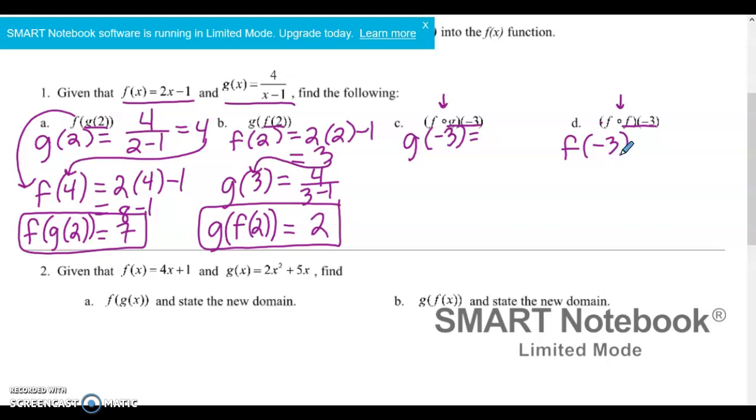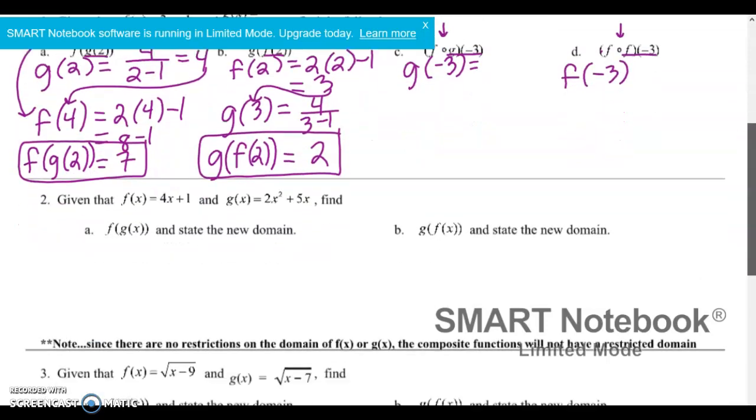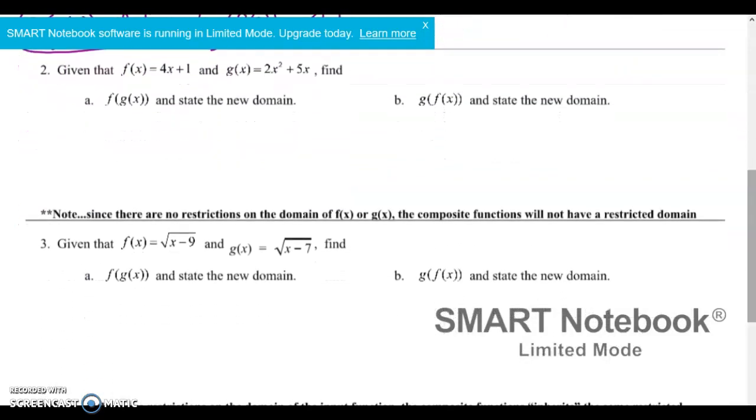But I don't want to do all the hard work for you. I'm going to let you guys try that one on your own. So that's how we get composition of functions numerically. So let's go down to example number 2.